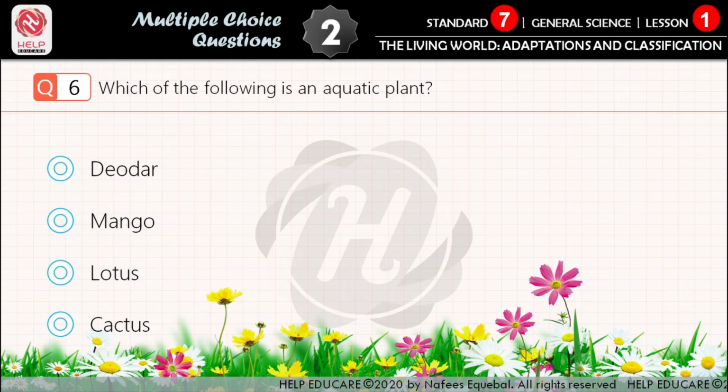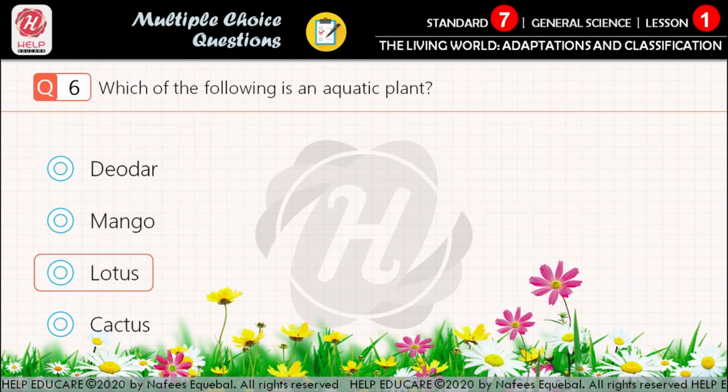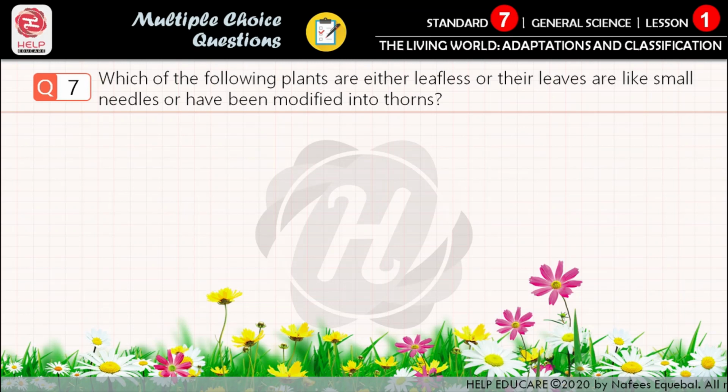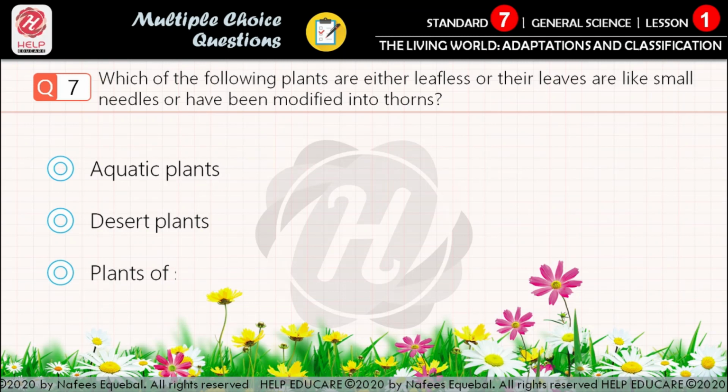Correct answer is, lotus. Question number 7. Which of the following plants are either leafless, or their leaves are like small needles, or have been modified into thorns? First option, aquatic plants. Second option, desert plants. Third option, plants of snowy regions. Fourth option, grassland plants.